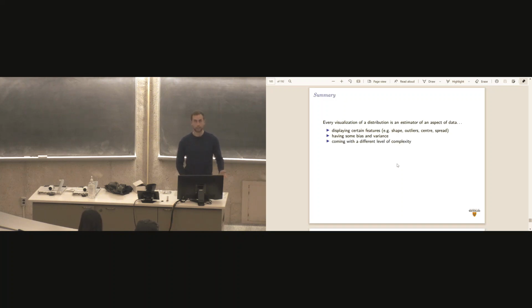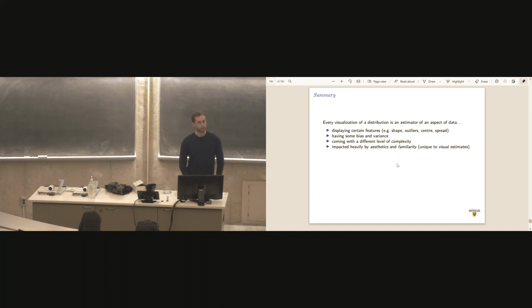They all come with a different level of complexity, just like a numerical estimator. Doing something like the mean is way easier than a linear model which takes into account confounders. There's a different level of complexity there. And similarly, with visual estimators, you can build in more complexity if you want to.